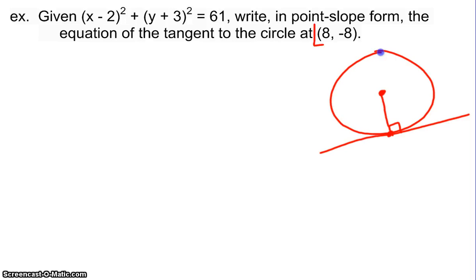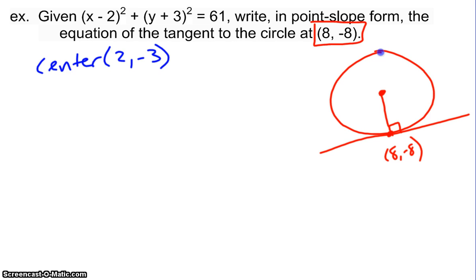Now, we do know that it already has the point 8, -8. So that helps us. We also are given the center of this specific circle, 2, -3. And because we know that the radius is perpendicular to the tangent, then we can find the slope of the radius to the tangent, and then we can take its opposite reciprocal in order to find the slope of the tangent.